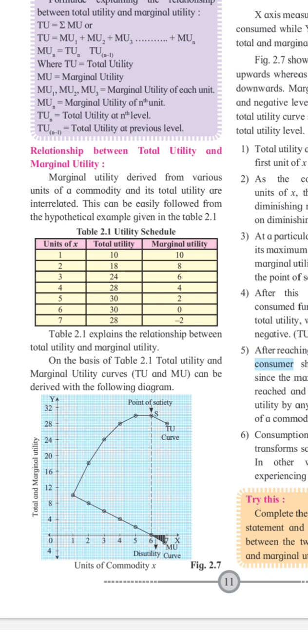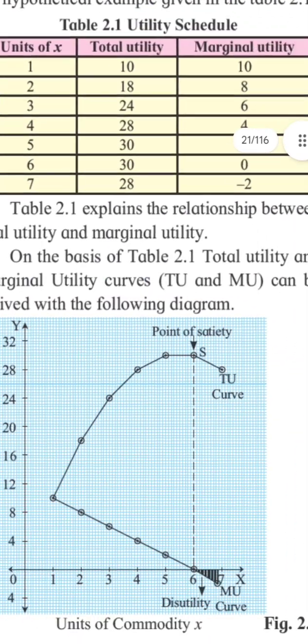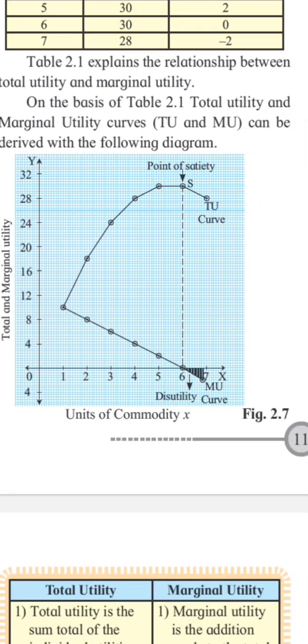So for the first unit, total utility and marginal utility are equal. You can see here at point 10, both TU and MU, that is total utility and marginal utility, are the same. And as consumption increases, total utility increases, but at a diminishing rate. You can see TU is becoming high, but MU is getting down. It is getting into negative. It is becoming disutility. It is the diminishing rate. So marginal utility continuously decreases. When total utility is rising, marginal utility is decreasing.